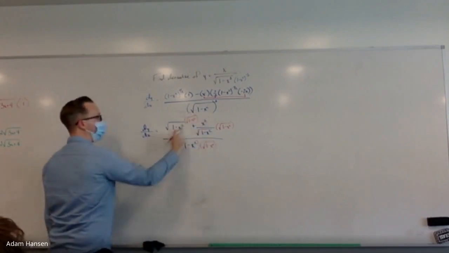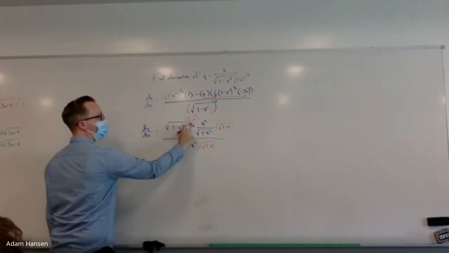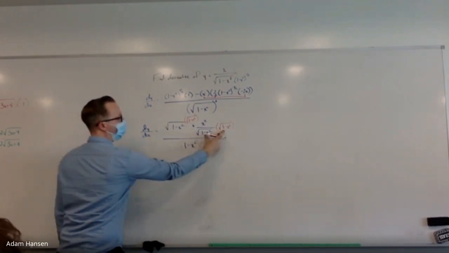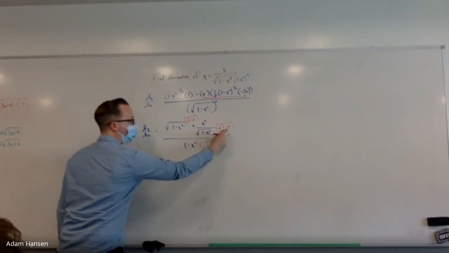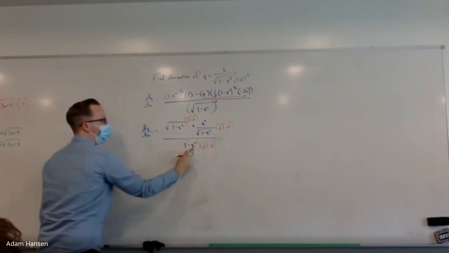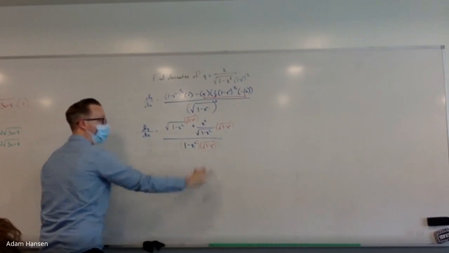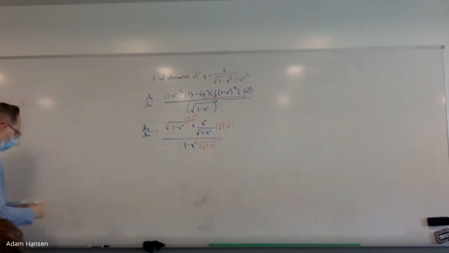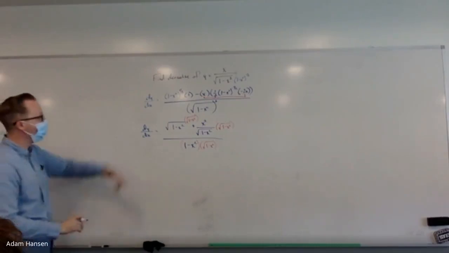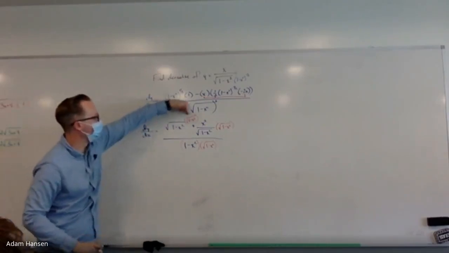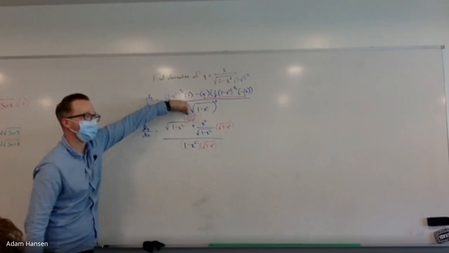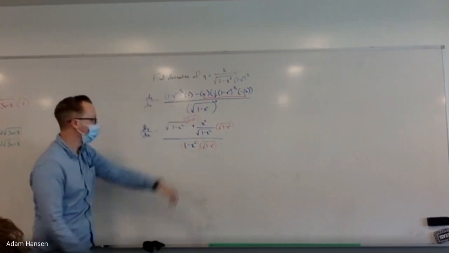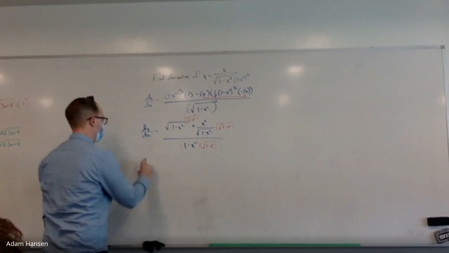the square root of 1 minus x squared. I'll take the square root of 1 minus x squared times another square root of 1 minus x squared. I'll take the second term, x squared over the square root of 1 minus x squared, times another square root of 1 minus x squared. And on the bottom, 1 minus x squared times another square root of 1 minus x squared. A lot of good algebra is going to start happening, because what is the square root of 1 minus x squared times the square root of 1 minus x squared? 1 minus x squared. Square roots cancel out.